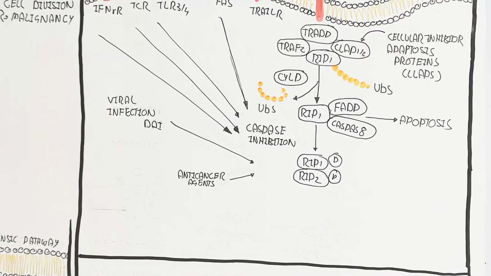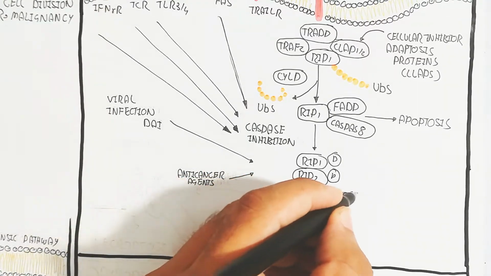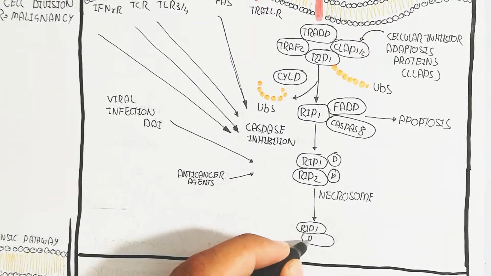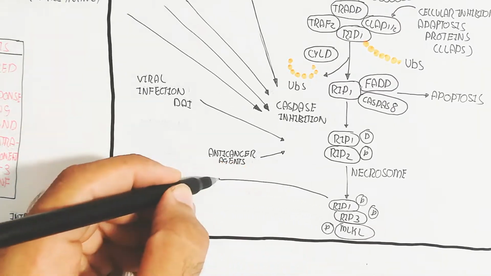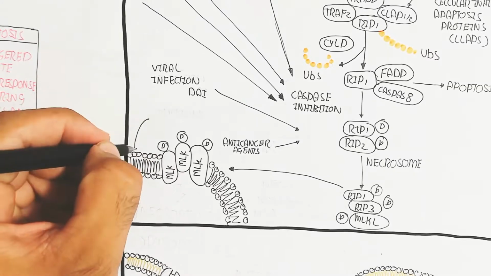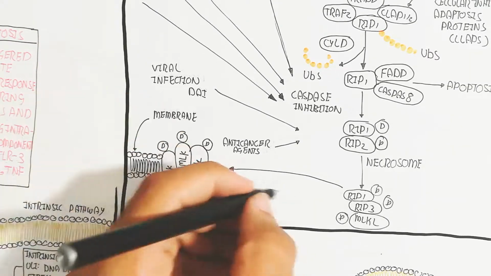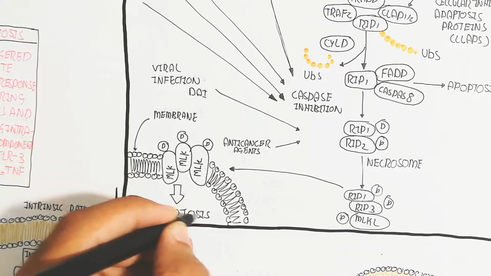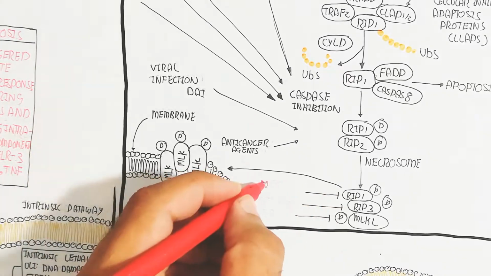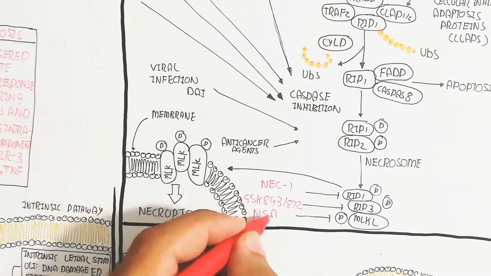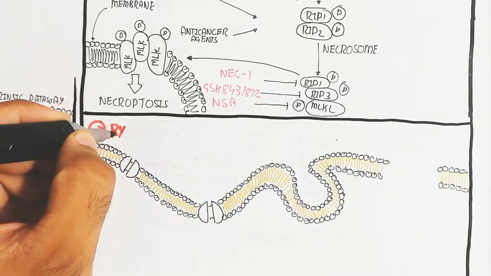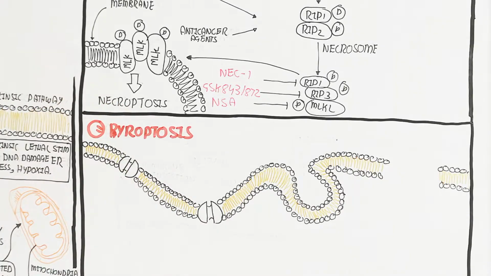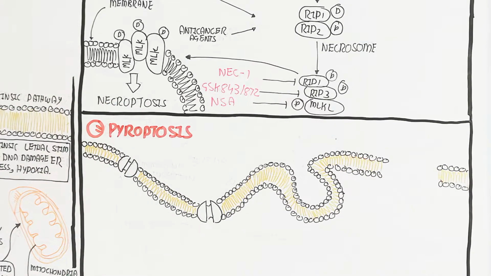And in this way remember that the RIP1 and the RIP3 combine together after the phosphorylation through caspase 8, and basically it will lead to necrosome formation. This necrosome contains RIP1, RIP3 and MLKL, and phosphorylation will lead to necrosome formation here, and this necroptosis will occur by the binding of trimerically MLKL with the phosphorylation leading to necrosis. But the inhibition through NEC1, GSK843 and 872 and NSA will be inhibitors for the necroptosis.